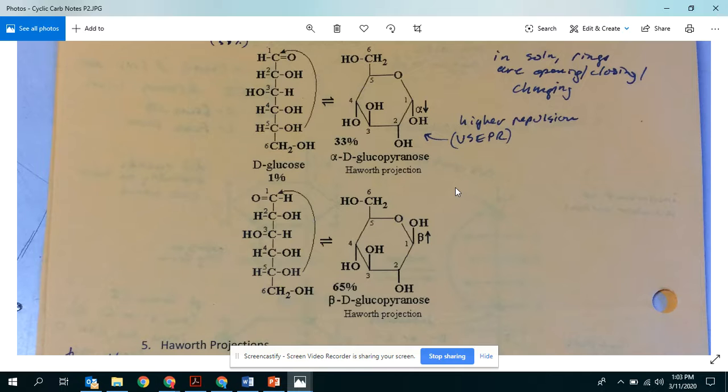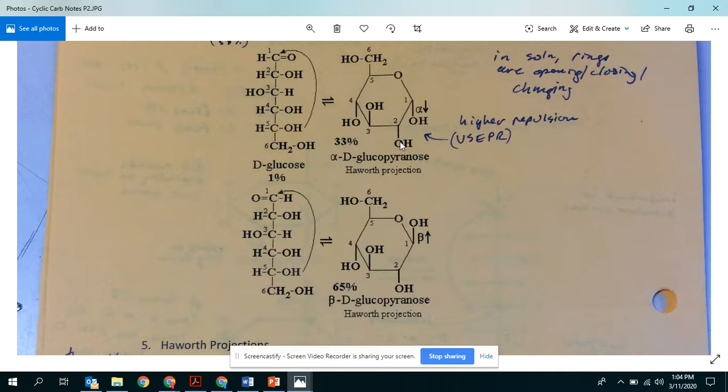So this gets back to VSEPR or valence shell electron pair repulsion theory. Remember, there's a lot of lone pairs of electrons around these oxygens. And those lone pairs of electrons are negatively charged. Those negative charges will repel one another. So when you build these structures as model kits, you'll see that these hydroxyl groups in the alpha form are in closer proximity to one another, whereas the hydroxyl groups in the beta form are literally on opposite sides of the ring. So there are less steric repulsions between those lone pairs of electrons.